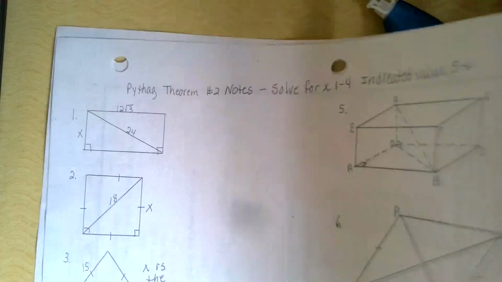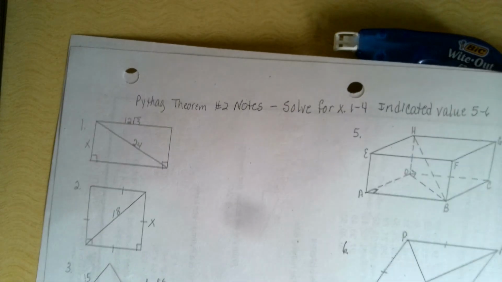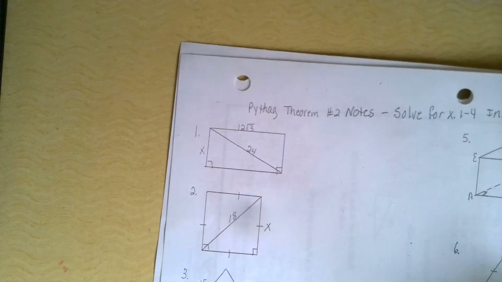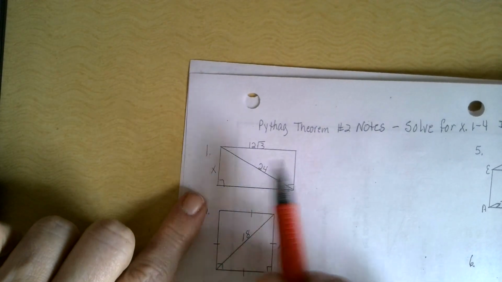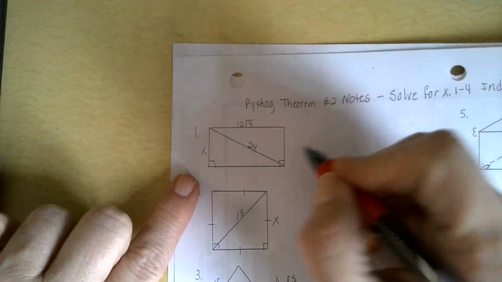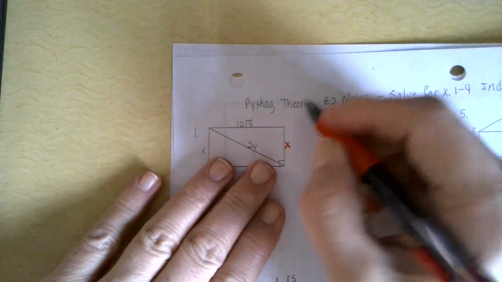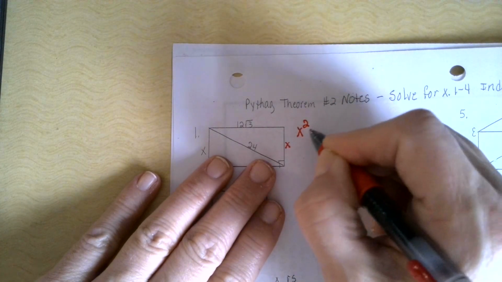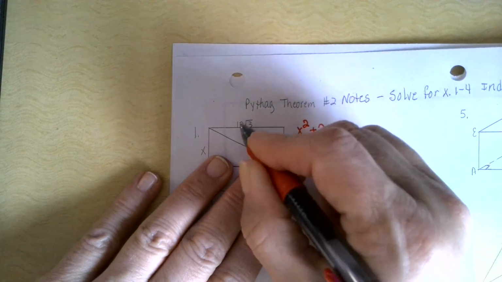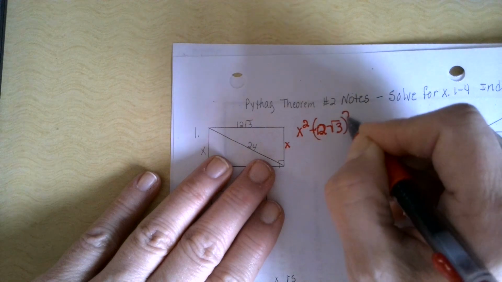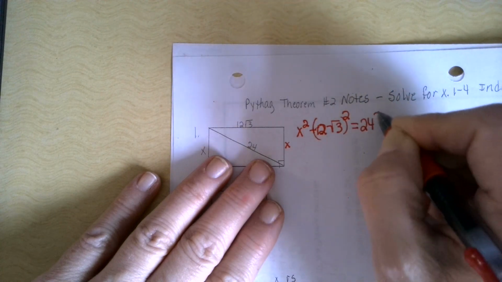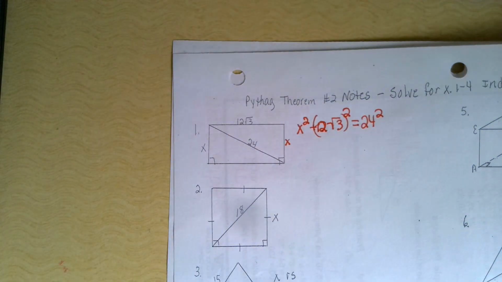Okay, flip over here. So this is Pythagorean theorem with some bigger problems. Okay, so let's jump into this. If I want to find this piece here, I know this is a rectangle, and so this is my x as well. So this is going to be x squared plus, oh, that's my leg, 12 square root of 3 squared equals 24 squared. It's the same thing we've been doing. You're just going to have radicals.